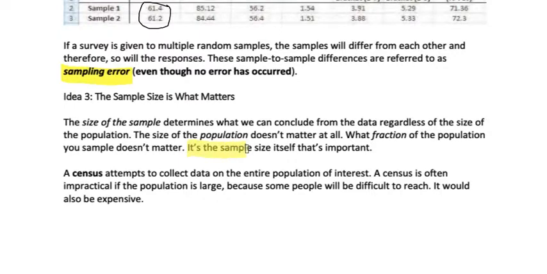That's the key. A census, you've probably heard of that before, attempts to collect data on the entire population. So we have the United States Census every 10 years where they try to get information from every single person. It's often impractical if the population is large because some people are going to be very difficult to reach. So for the United States, they spend millions of dollars on the census. It wouldn't be practical for a business to try to reach everyone just because your return on investment would be pretty low for that. So a sample is usually the better way to go as long as your sample can accurately represent the population.